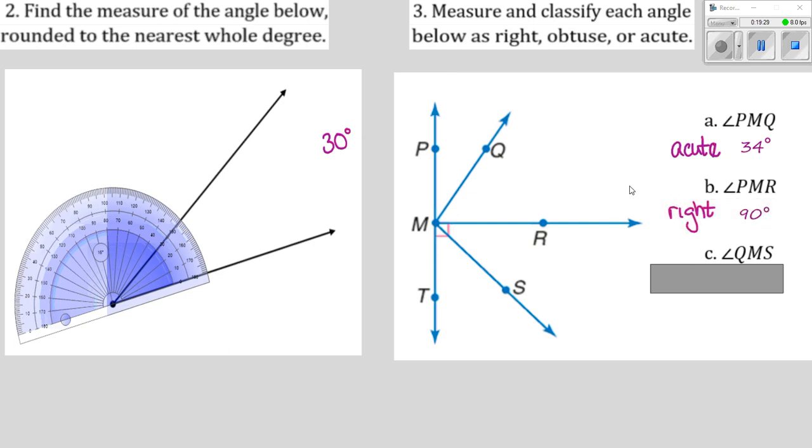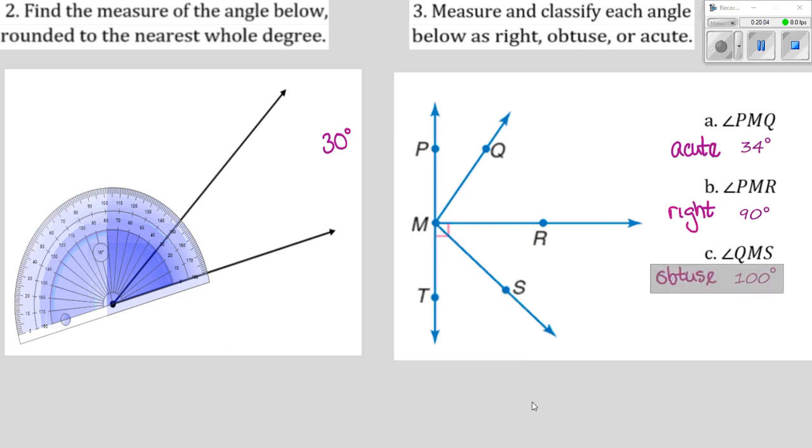For QMS, take your protractor and see what you think it's going to be. Make sure that the straight edge of the protractor is sitting on either MS or MQ, depending on which direction you orient your paper, and then find out what the measurement is. You can pause here, and then we will reveal the answer.